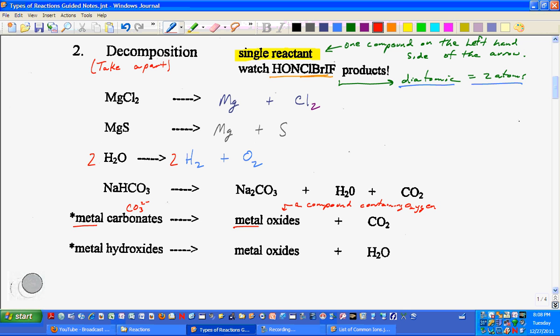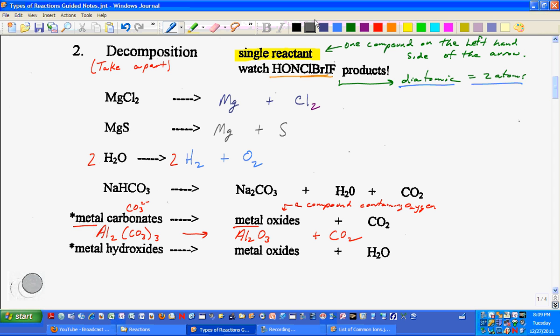So let's think about an example here, something like perhaps aluminum carbonate, Al2(CO3)3. That would break down into a metal oxide. That metal is aluminum, so it'll make aluminum oxide, which is Al2O3, and carbon dioxide. Carbon dioxide is always going to be one of the products.